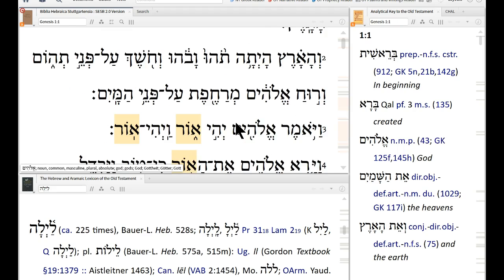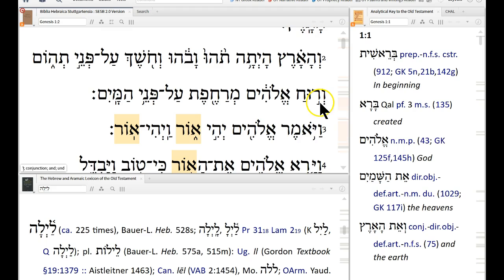If we do 2, V'ha'aretz hayta tohu v'bohu v'hoshek al pnei tehom v'ruach Elohim merachefet al pnei hamayim. So we have the earth was. Some people try to translate this "became," but it doesn't really work that way. And the earth was without form and void. We've seen tohu vabohu used elsewhere, very negative things. And choshek is on the faces of the deep. We've seen in the Septuagint where deep is translated abyss, abussos, another negative thing.